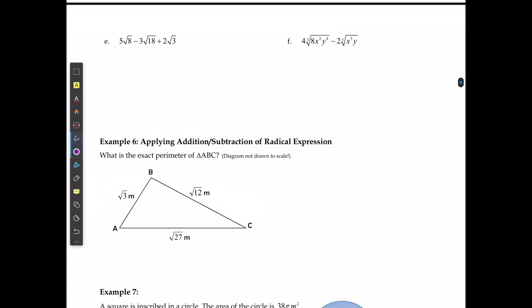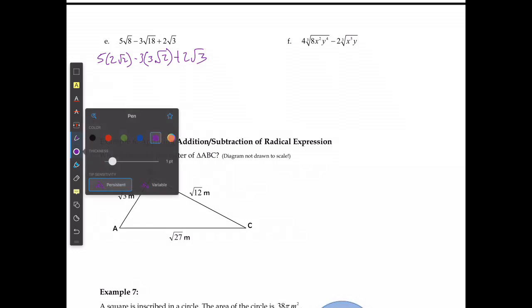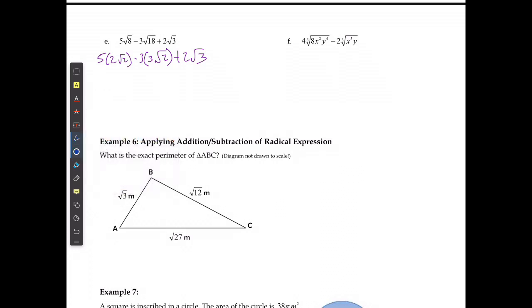Example E and F work the exact same way. So I'm going to start by simplifying these. I'm going to say that this is 5 and 2 root 2 minus 3 and 3 root 2 plus 2 root 3 can't be simplified. I have 10 root 2 minus 9 root 2 plus 2 root 3.